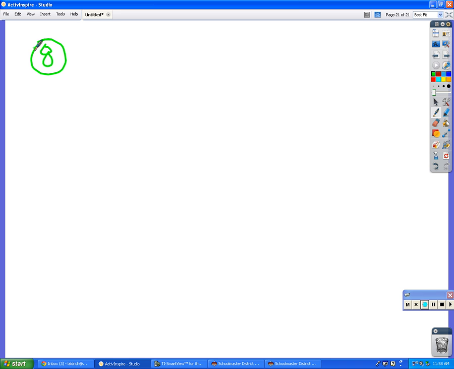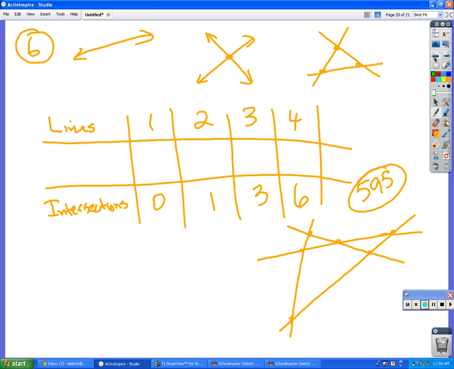So again, we're going to start with a simpler situation. So if we have 2 houses, how many lines would they need to connect? 1. If we have 3 houses, how many lines do we need to connect, everybody? 3. And if we have 4 houses, then we would need 1, 2, 3, 4, 5, 6. So which one of the problems that we just did is that like? Is it like this one?